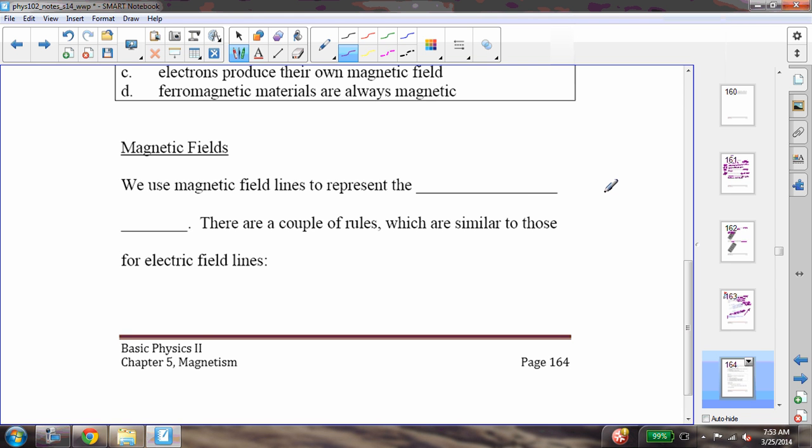Okay, for magnetic fields, we had this with electric fields. Remember, we used electric fields to describe the magnitude of the electric force. Well, in a similar way, we're going to use magnetic field lines to represent the strength and direction of the magnetic field.